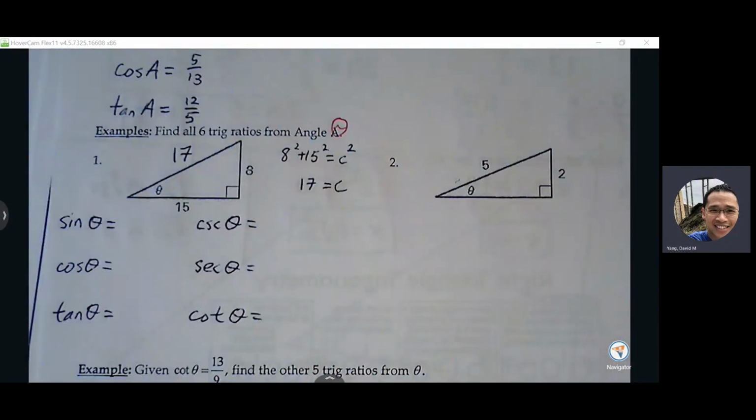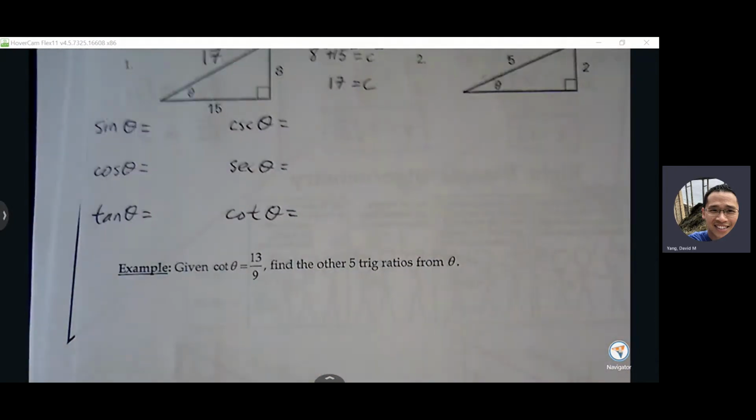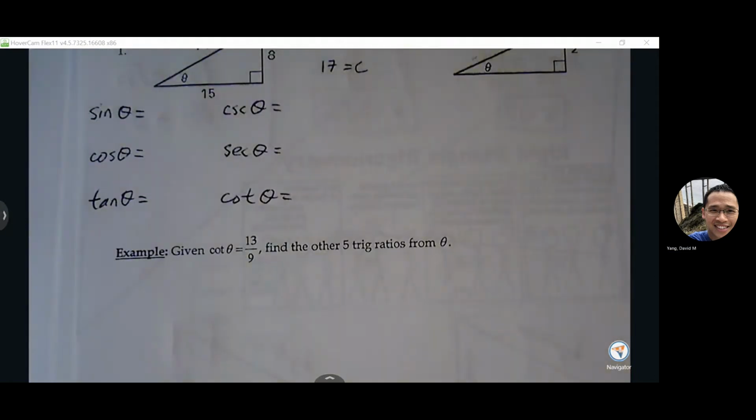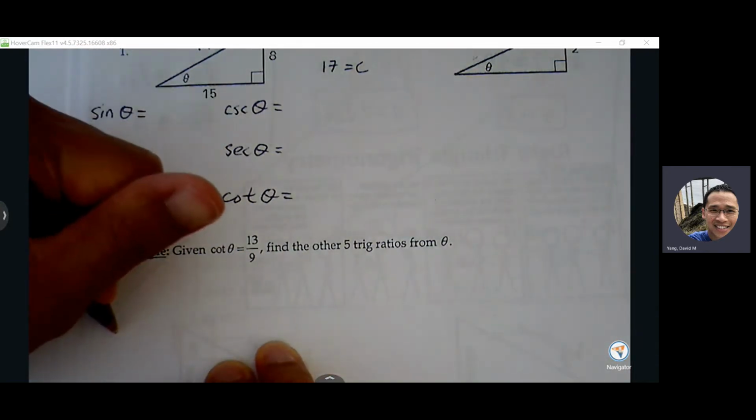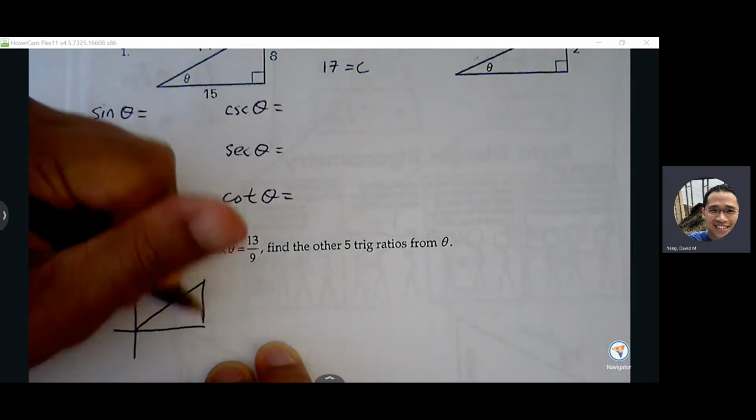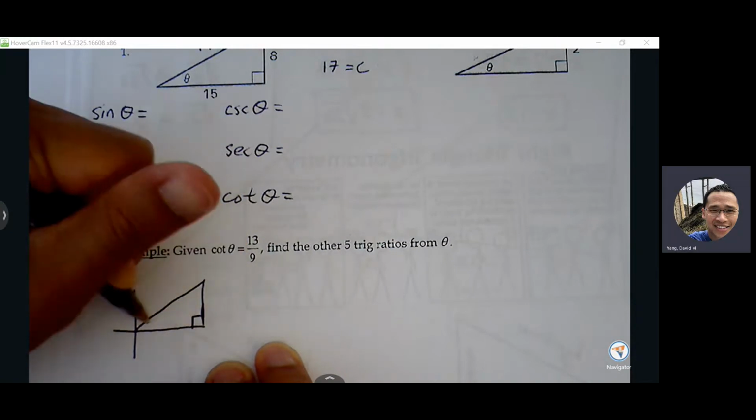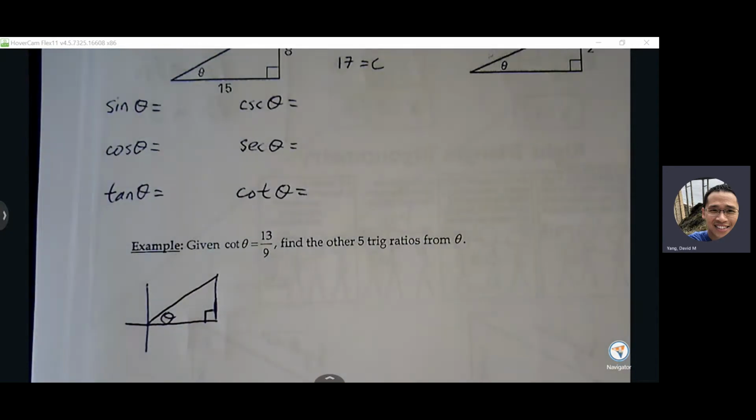Now we're going to have to build a triangle from scratch. Next example: given that cotangent of theta is 13 over 9, find the other 5 trig ratios. Let's build our triangle. I'm just going to put my triangle in the first quadrant, which is the easiest way to build a triangle. I'm just going to call my theta this. I like to build my triangle this way.